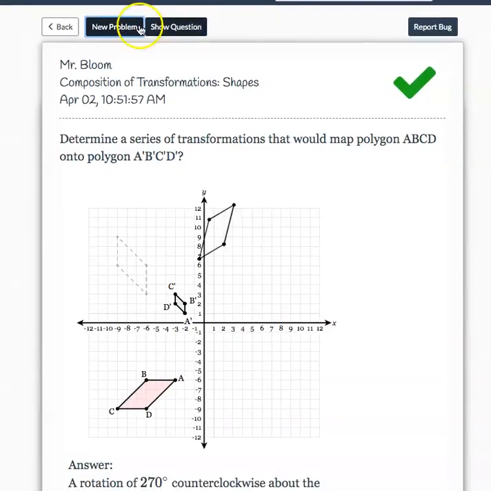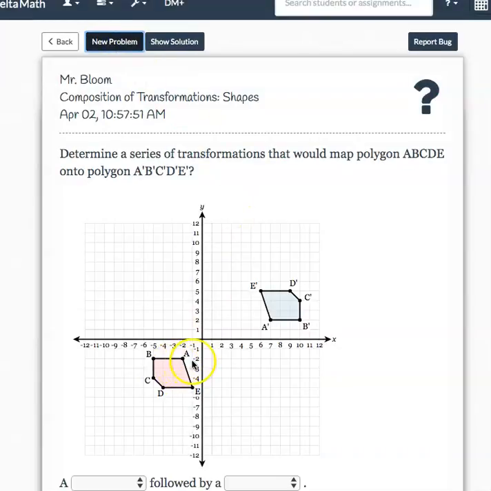Let's go into another problem. Now in this problem, it appears that the shapes are the same. Okay, and I'm going to check. I'm not just going to guess. DE 1, 2, 3. DE 1, 2, 3. So the shapes are the same. So this is an isometric transformation. There's no dilation involved in this.